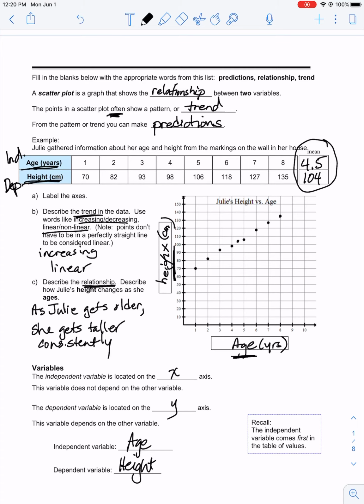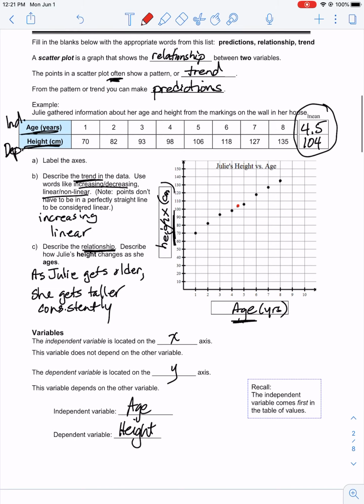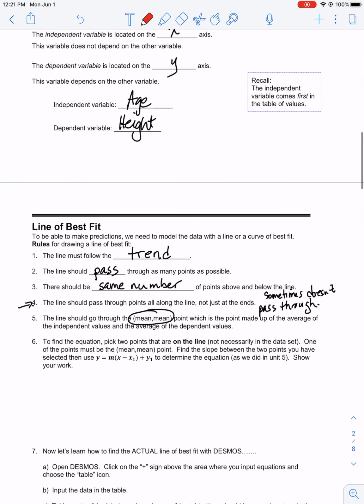And actually, I want to do that one in red because it's not part of the data set. So I want to make sure it stands out as not being part of the data set. All right, so that's number 5. The line should go through the mean point, which is the point made up of the average of the independent values and the average of the dependent values.